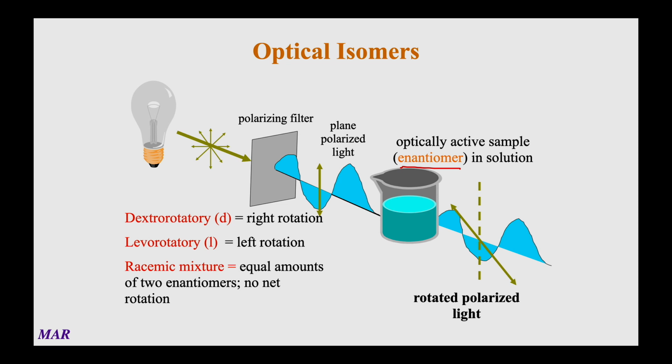But the problem with this is that a lot of times when you're making these, you'll end up with just as much left-handed stuff as right-handed stuff. They call those racemic mixtures. And your plane polarized light going through racemic mixtures, nothing's going to happen because you have just as much rotation to the left as you have to the right. It's really hard sometimes to tell that you have an enantiomer. You have to separate them out.